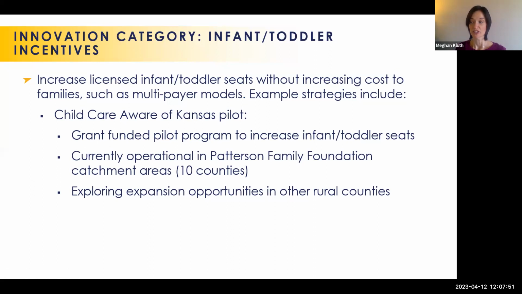So the first innovation category is infant toddler incentives. I think we know that this is often a gap area for many communities. And so the purpose of this category is for communities to find ways to increase license slots for infants and toddlers without passing those costs directly to families. So that may very well be something like a multi-payer model. There may be other approaches to that.